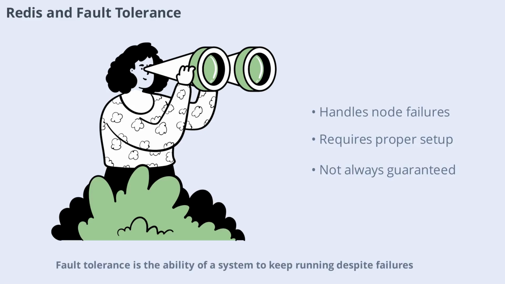Fault tolerance is the ability of a system to keep running despite failures. In Redis, fault tolerance depends on your setup. A single instance isn't fault tolerant, but clusters with multiple masters and slaves can handle node or process failures. However, not all configurations guarantee full fault tolerance, especially if multiple nodes fail at once.